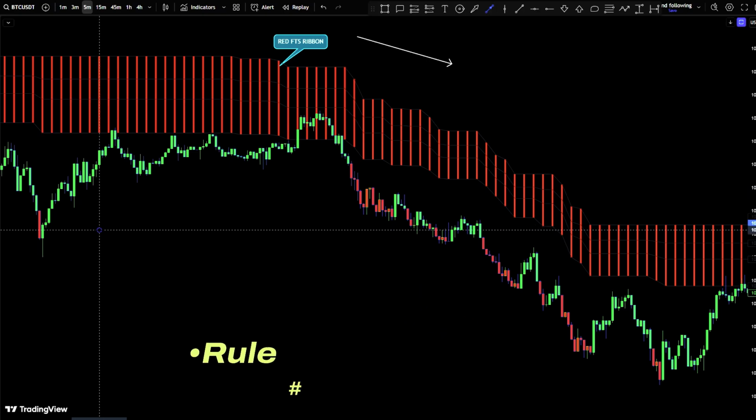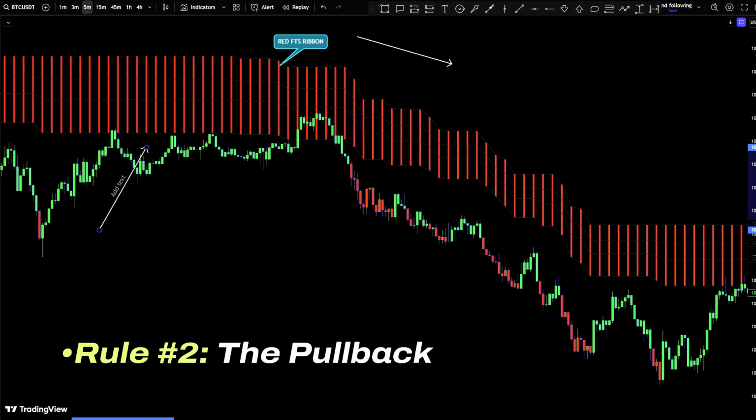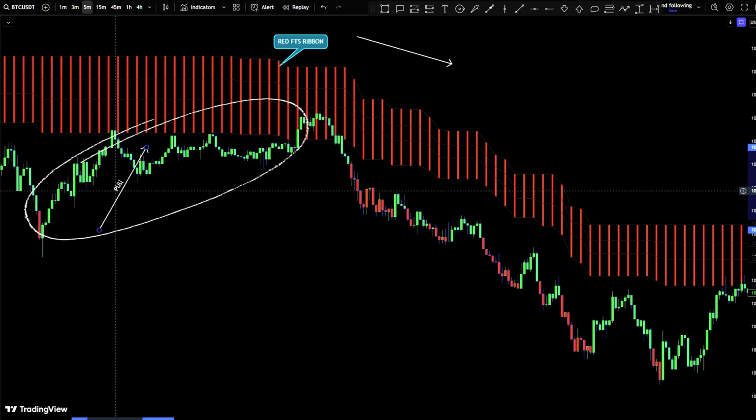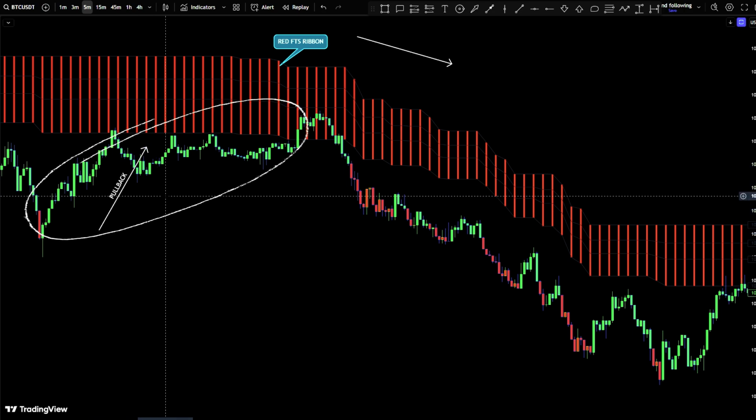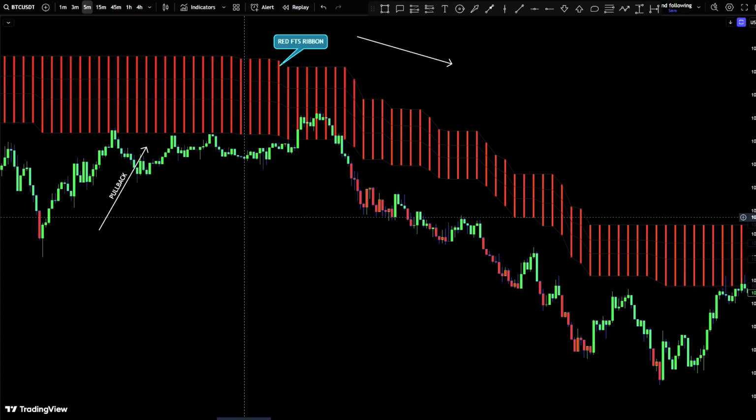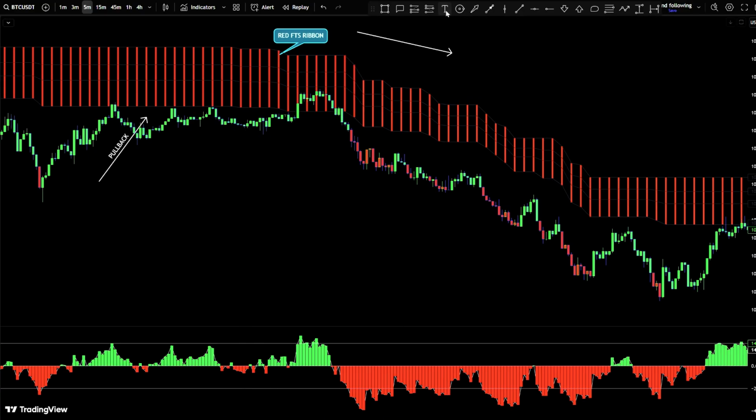Rule number 2, the pullback. Here we see the price rally coming back up to test the red ribbon. This is the moment of truth. Amateur traders might see this as a reversal, but for us, this is a potential low-risk entry zone.